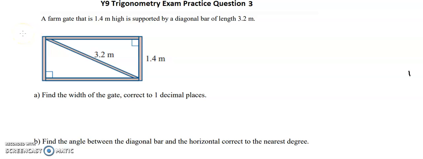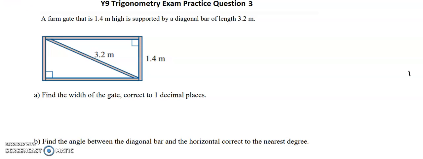Year 9 Trigonometry Exam Practice Question 3. A farm gate that is 1.4 meters high is supported by a diagonal bar of length 3.2 meters. Find the width of the gate correct to 1 decimal place.